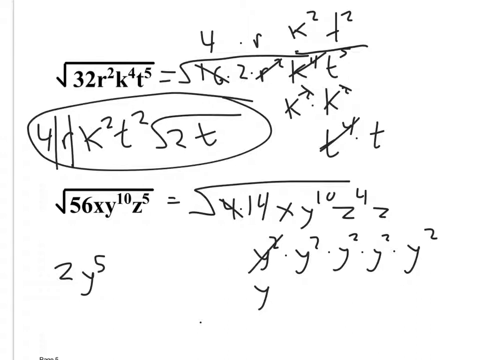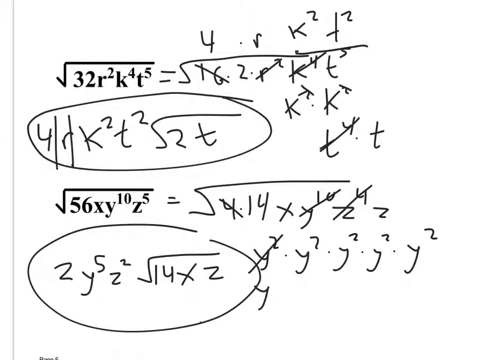Z to the 4th, what would I get? Z squared. Right? Can I do anything with z? No. So on the inside, I have 14 x z. Now, again, I'm just going to point out what the book's going to do, just so it doesn't confuse you. It put absolute value symbols around something on the outside. Can anyone guess what it would be? Y to the 5th.